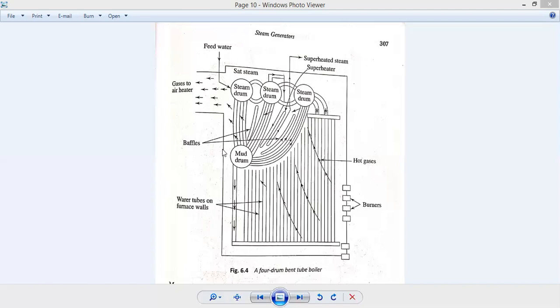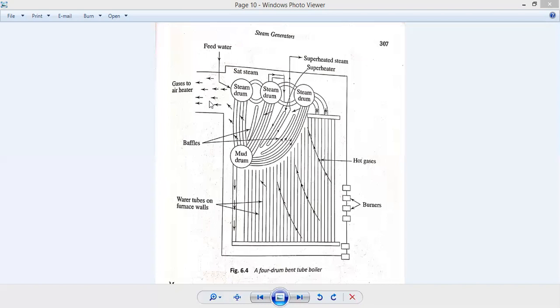Its banks are connected to the second and rear drums. The gases then flow out to the economizer in a counterflow arrangement. The feed water is first heated in the economizer, where the economizer heats the feed water by the leftover heat of the flue gases.